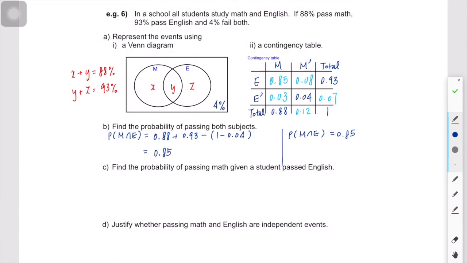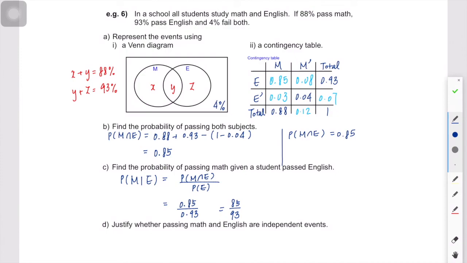Okay. Part C. Find the probability of passing math given that the student passed English. So this is the probability of passing math given they also passed English. We can use the conditional probability formula as such. So remember, the condition goes at the bottom. And this is 0.85 over 0.93. In other words, 85 over 93 if we write it out properly.